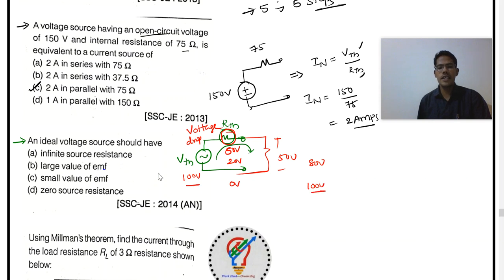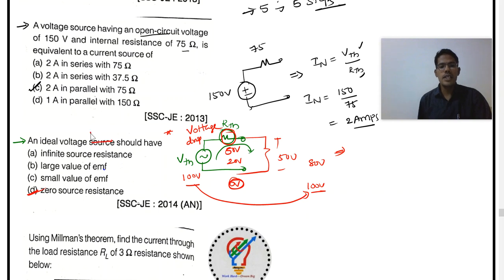Understanding here? So an ideal voltage source should deliver the same voltage to the load. There should not be any drop here. Because of that reason, an ideal voltage source should have zero internal resistance, or I can say zero source resistance. So it is a very important question from the examination point of view, especially for the SSC JE and other competitive exams.